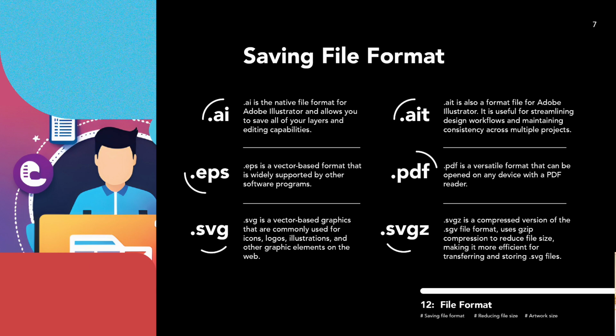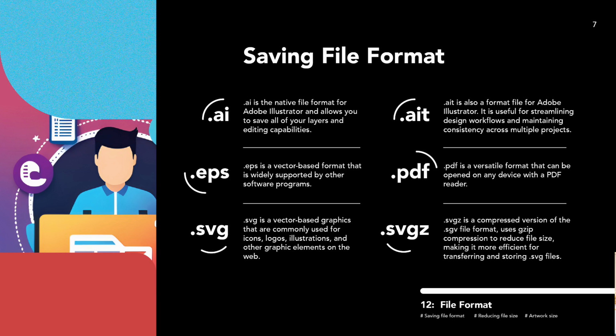The most common file types that we are going to use are .ai and .pdf, but sometimes the printer might need .eps file format for your production. So, .ai file is the native file format for Adobe Illustrator and allows you to save all your layers and editing capabilities. .ait file is also a format file for Adobe Illustrator. It is useful for streamlining design workflows and maintaining consistency across multiple projects.